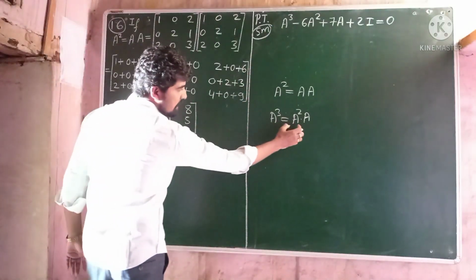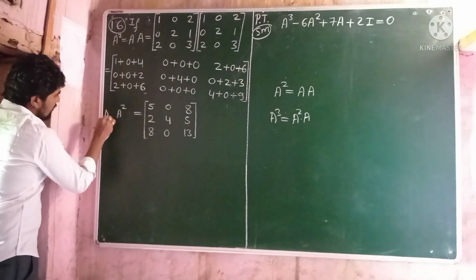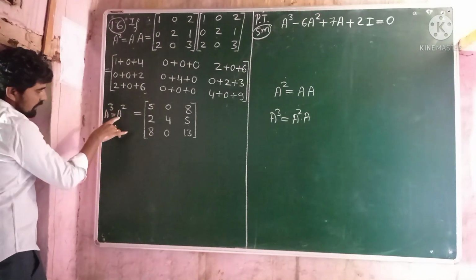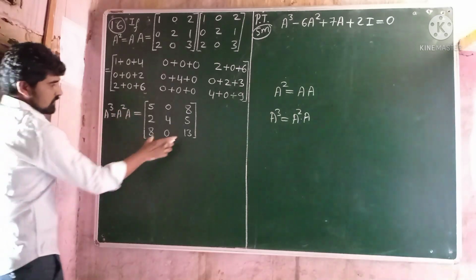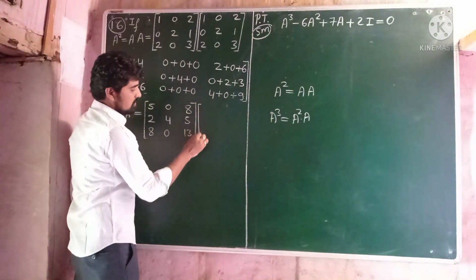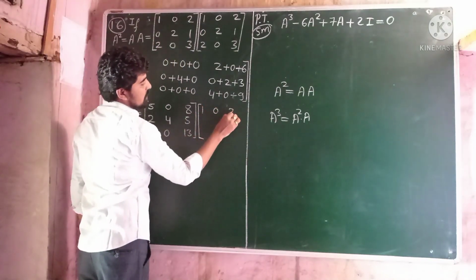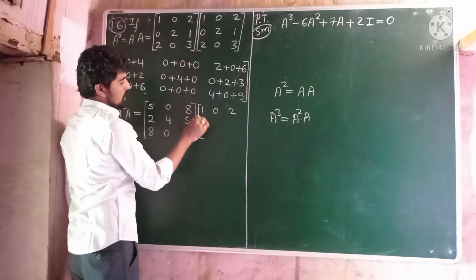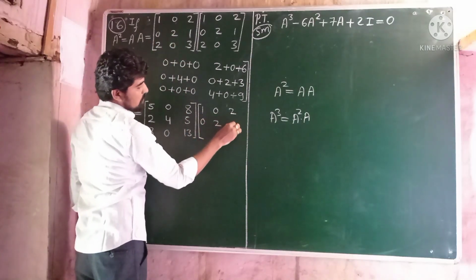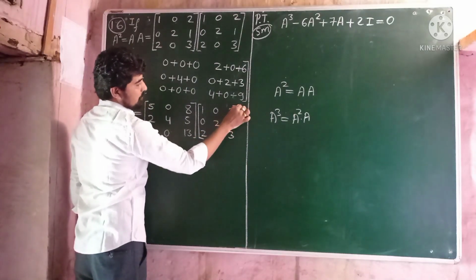A cube is equal to A square into A matrix. So now A cube is equal to A square into A matrix. A square is obtained, and A matrix is given: 1, 0, 2, 0, 2, 1, 2, 0, 3.